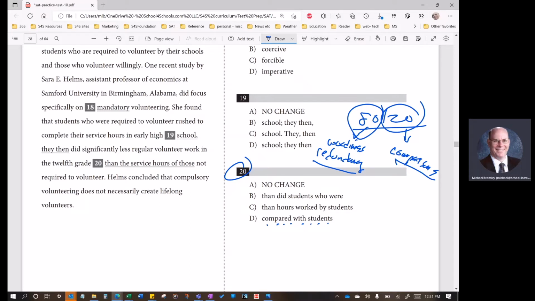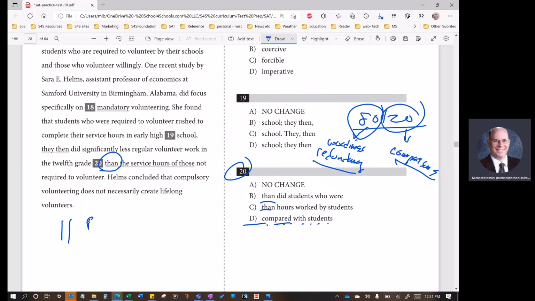But now how do we know it's a comparison? Because of the word than. All right, so we've got than. And I notice this one doesn't have the word than. So I'm wondering right off the bat, without the word than, is it a comparison? It could be. With compared with, it would seem to be. But let's check out the rules for comparisons.